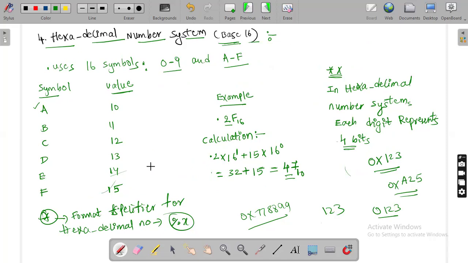But the main important thing from this topic is how to convert from one number system to another number system. That we have to discuss. That is very important actually. This is just a theory concept, but now we have to discuss the calculations, how to convert from one number system to another. That we will discuss now. See here.